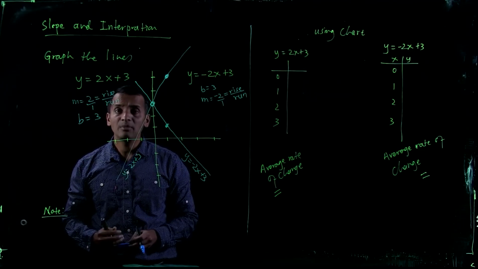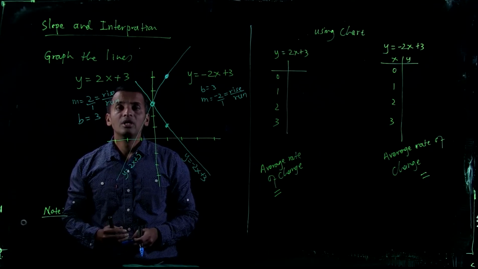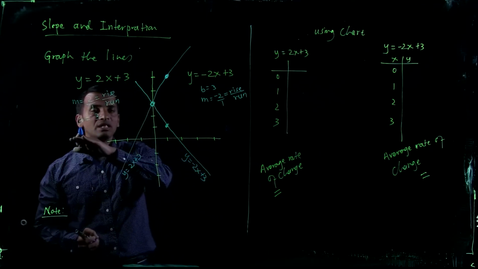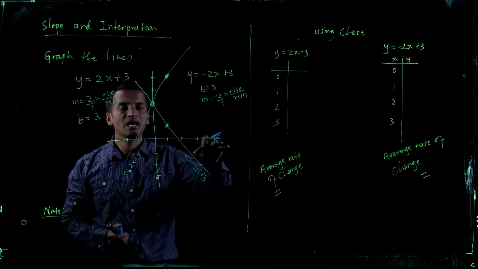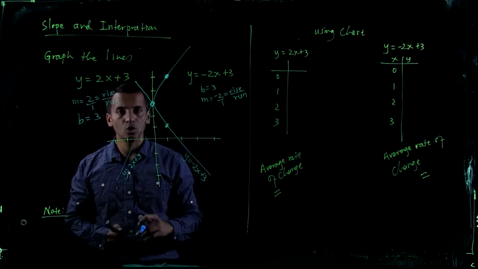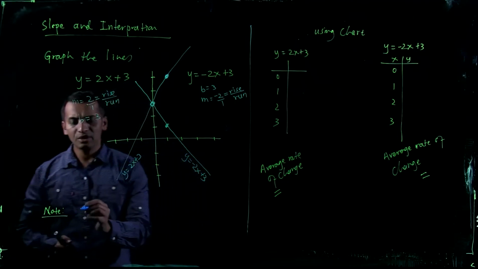Can you tell me what happens if the slope is 0? Yes, when the slope is 0, the graph is a horizontal line. Any line that is parallel to the x-axis, or a horizontal line, will have slope 0. So let me write down here slope.